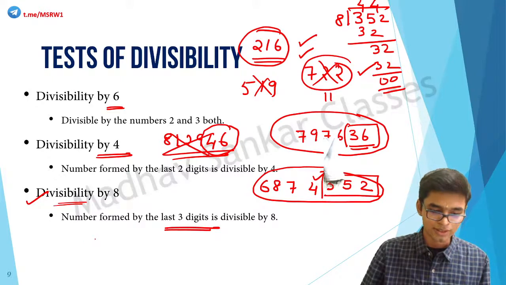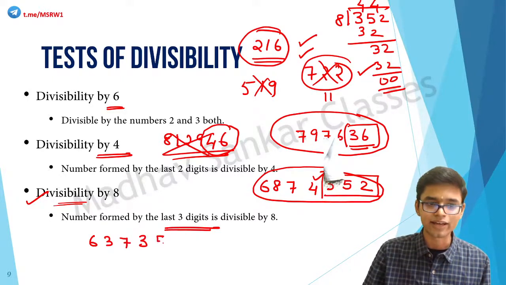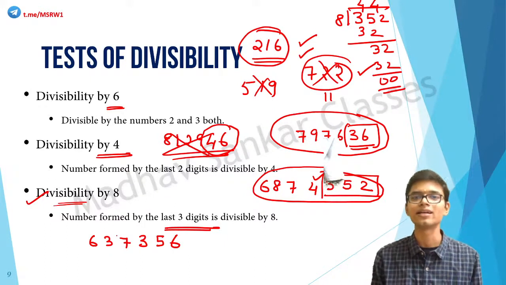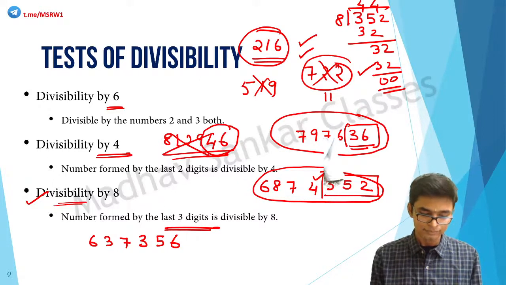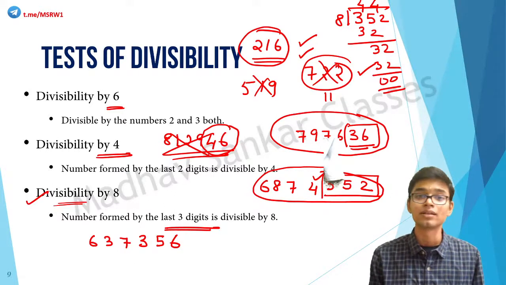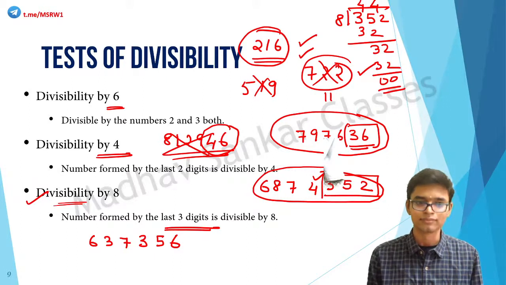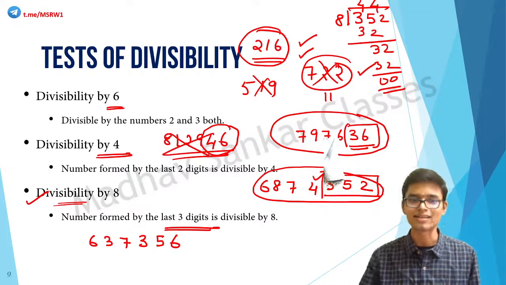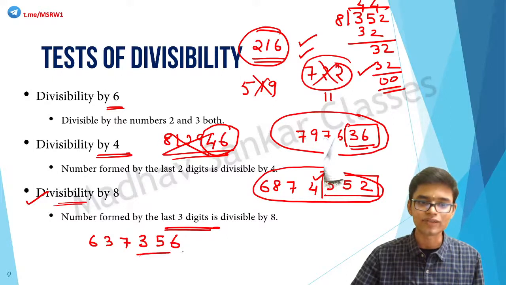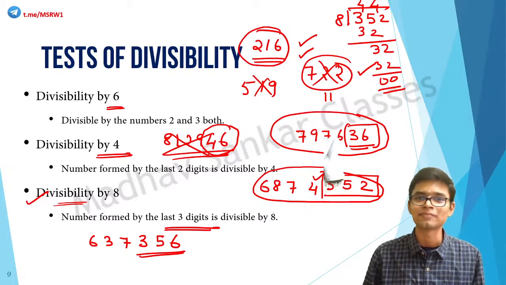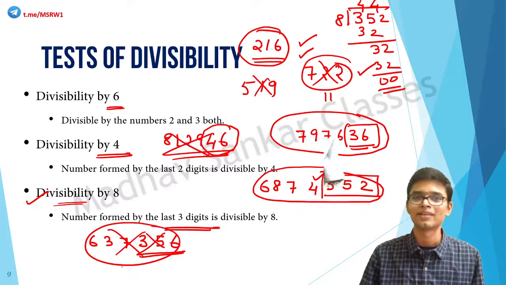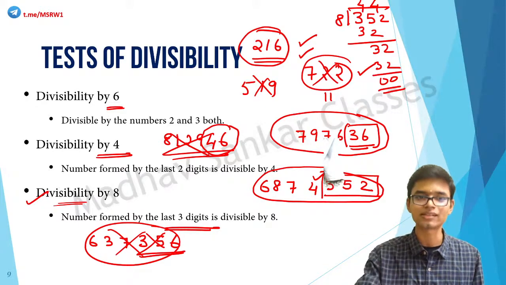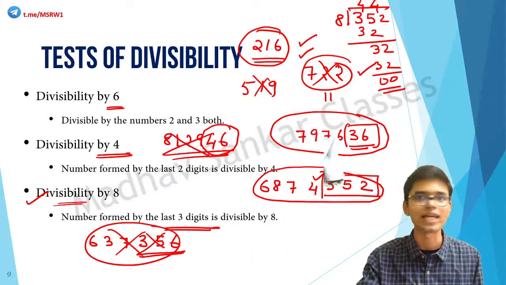You have to do this. 637356. Find out whether this one is divisible by 8. Is it divisible? All you have to check is the number formed by the last 3 digits. So 356. Is 356 divisible by 8? No. Okay. So this entire number is not divisible by 8. Clear? Up till here, I hope everything is clear. Divisibility by 2, 3, 9, 6, 4 and 8.